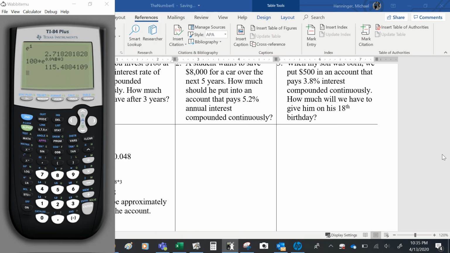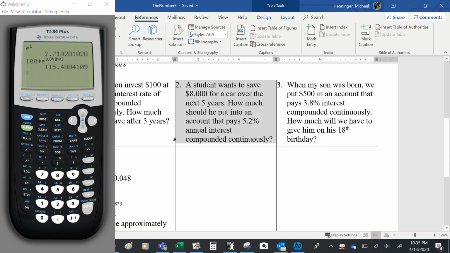Okay, similar story. A student wants to save $8,000 for a car over the next 5 years. How much should he put into an account that pays 5.2% interest compounded continuously? Now, guys, this is the phrase we're looking for. That phrase, compounded continuously, is what tells us that we're going to have that equation A equals P e to the rt. And that's what makes our lives as easy as it does. So we have to make sure that we see that phrase, compounded continuously.